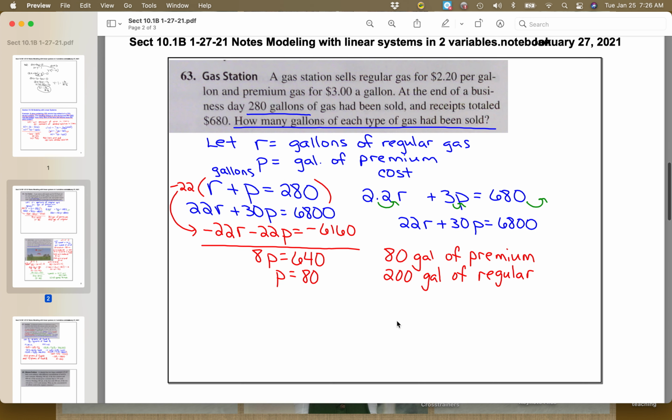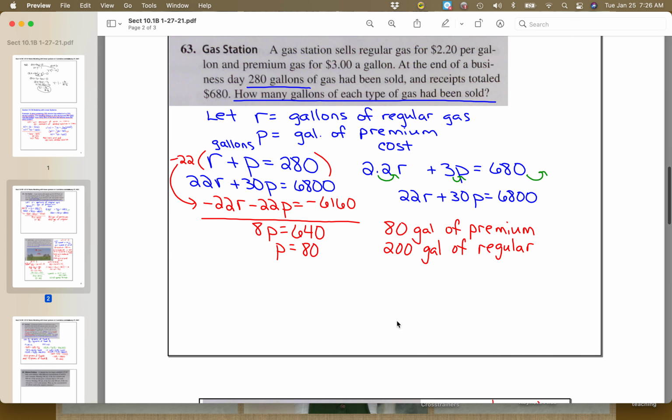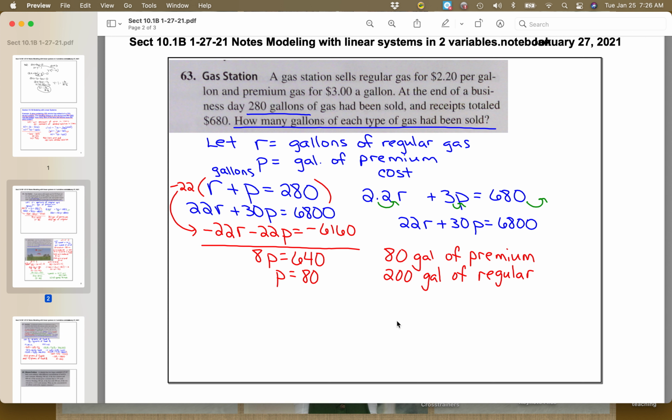The next example, that one's not from your textbook. This one's from your textbook, so you'll have some problems like this as well. A gas station sells regular gas for $2.20 per gallon and premium gas for $3 a gallon. At the end of a business day, 280 gallons of gas had been sold and receipts totaled $680. How many gallons of each type of gas had been sold?